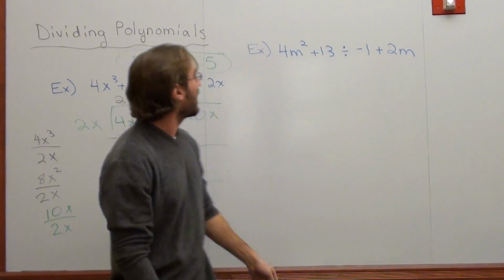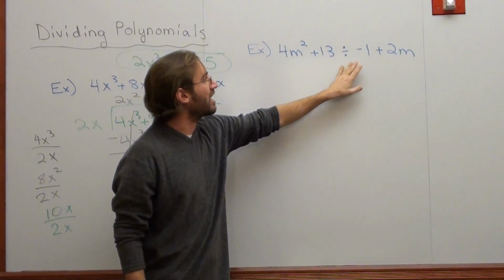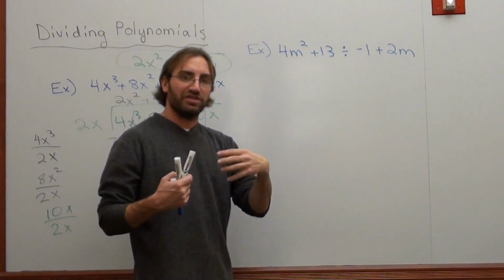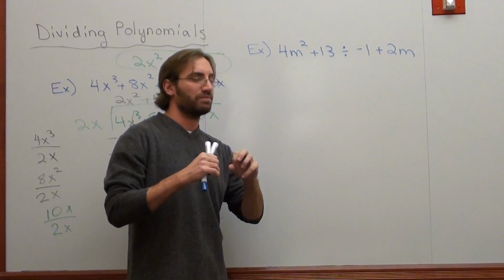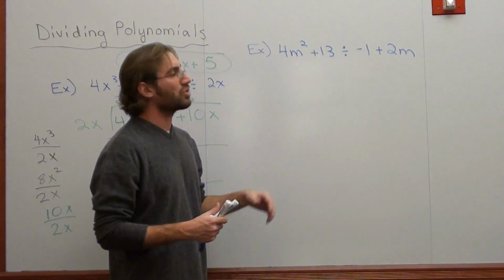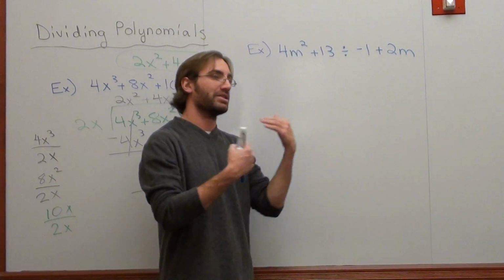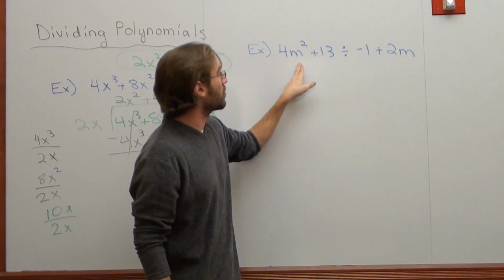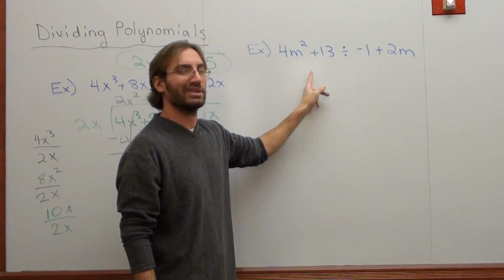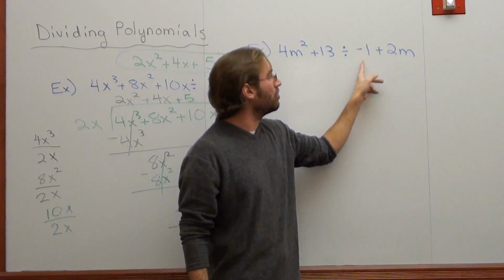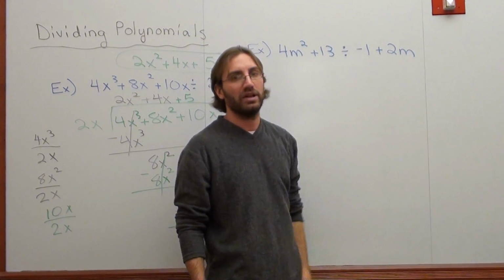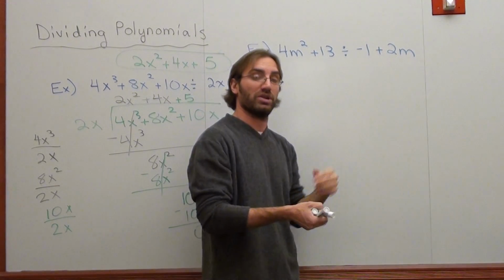Next problem, I have 4m squared plus 13 divided by negative 1 plus 2m. When you're dividing a polynomial expression by another polynomial expression, you want to make sure they're both in standard form, from highest degree to lowest degree. This one's fine. The m squared goes first and then the 13. But there's no m term in between. We've got to work on that. And the divisor should be 2m minus 1. It's not a big deal, but you want to go from highest degree to lowest degree. You want to put it in standard form.